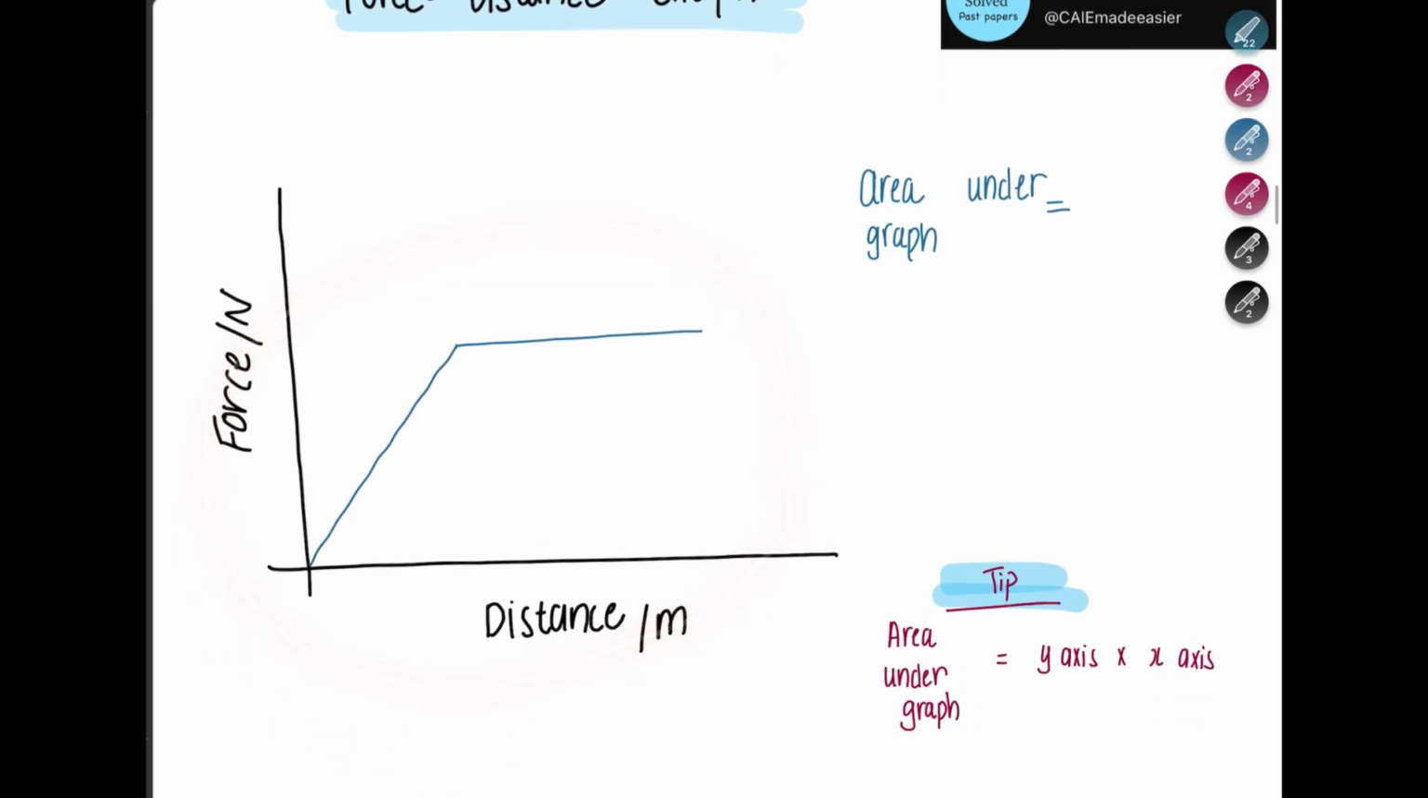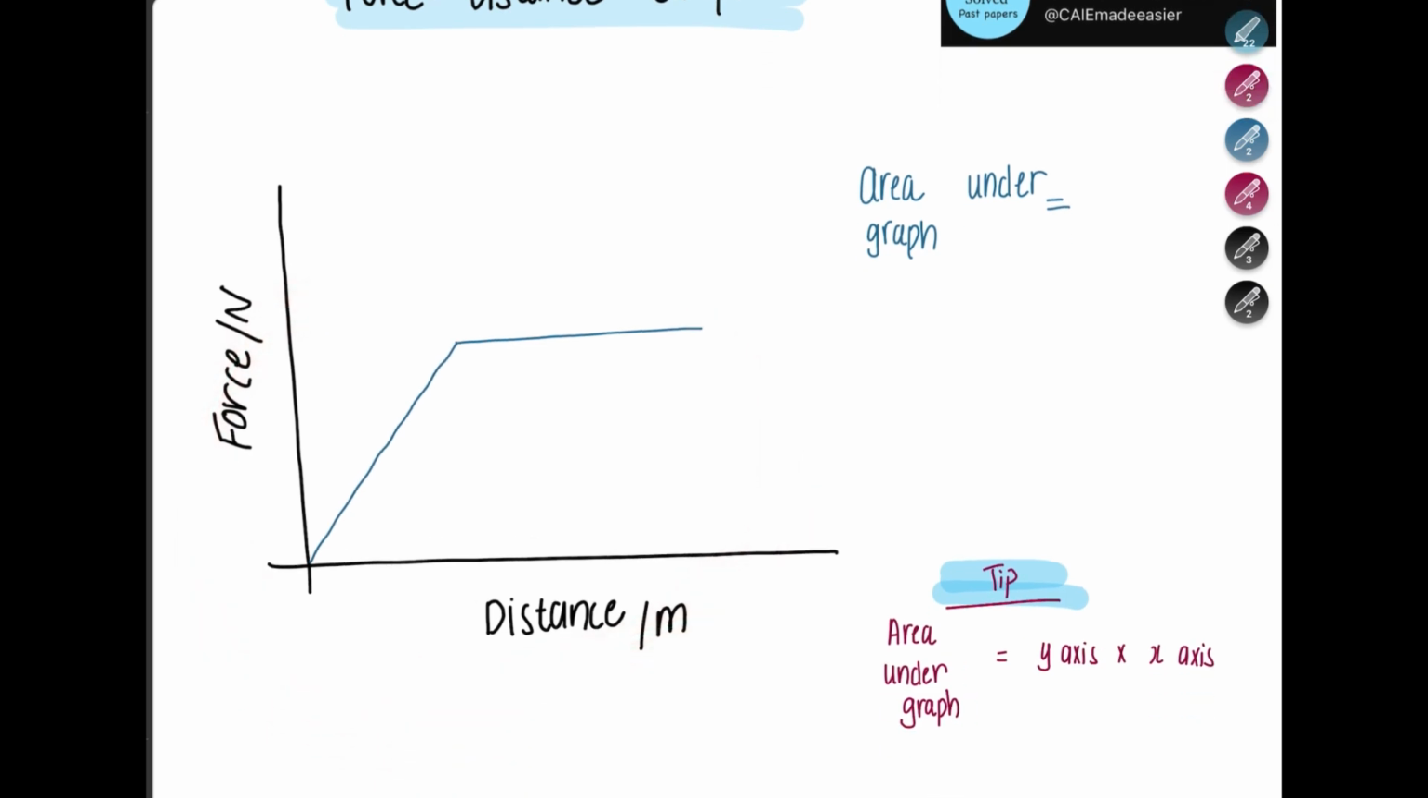To do that, remember this tip. To find the quantity that you will get when you find area under the graph, see what is the quantity of y and x-axis and multiply them. So for us, it's going to be force in y-axis times distance. Now, what is force multiplied by distance? That is work done. W equals F times D.